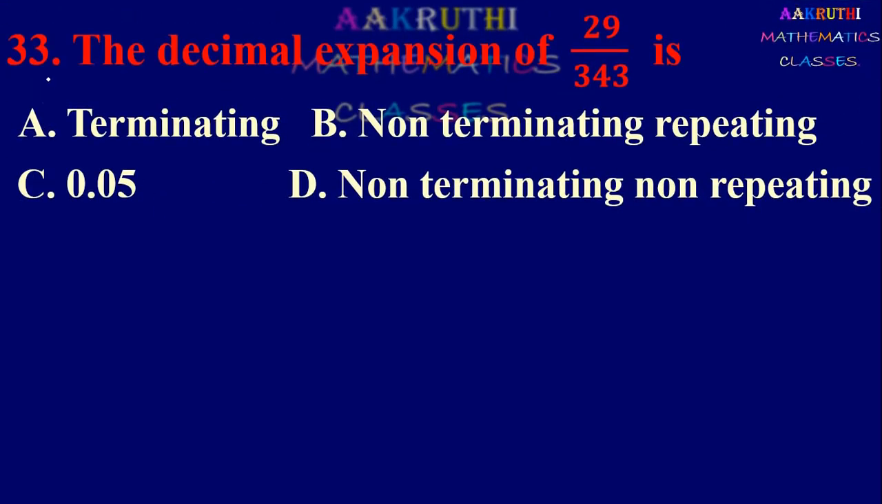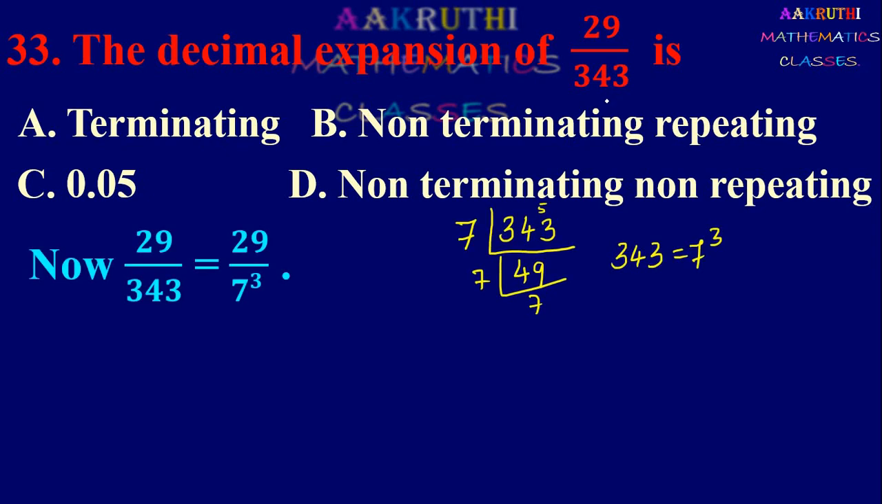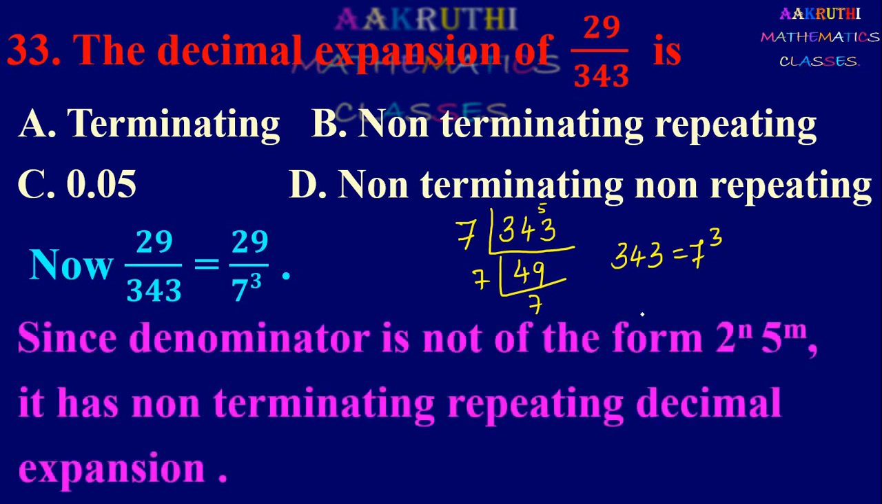So next, question number 33. The decimal expansion of 29 by 343 is. So here also we check whether 343 can be written as 2 to the power n into 5 to the power m. So here 343 can be written as 7 cube, that is 7 into 7 into 7. So therefore it is not of the form 2 to the power n into 5 to the power m. Therefore it has a non-terminating decimal expansion.